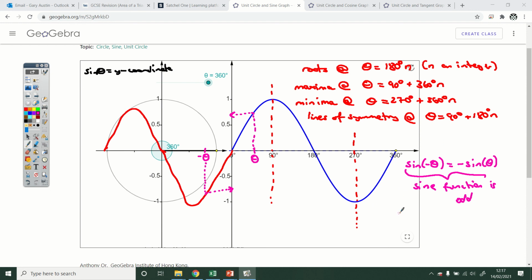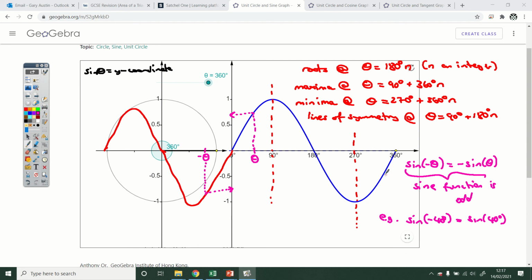Excellent. I can maybe do an example of this so we can see a proper example. So if I want to do sine of minus 40 degrees, well, that's just the same as minus sine of 40 degrees. You can replace theta with any angle there.